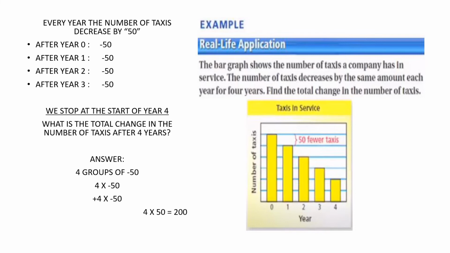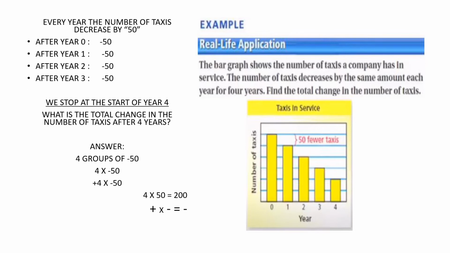So multiply the numbers. 4 times 50 is 200. Multiply the signs, plus by minus. Different signs give us a negative. And then put them back together to get our answer. Not too bad. Good job, everyone.